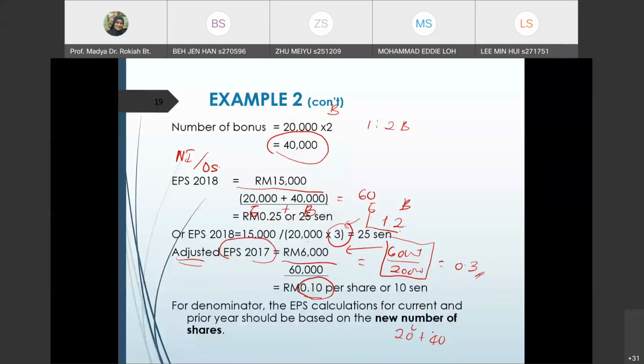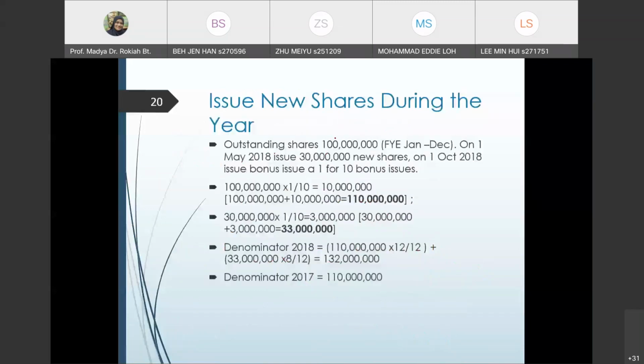Okay, so this is the case when you issue new shares during the year. So outstanding shares that we have here is 100. Assume that the financial year end is between January to December. On 1st of May 2018, the existing shares you have is 100 million.